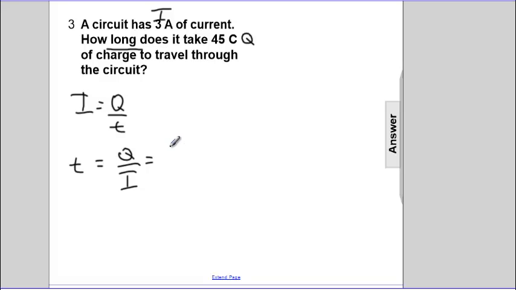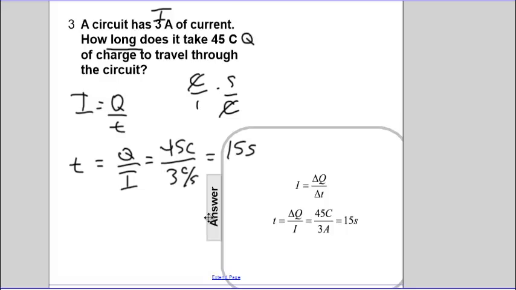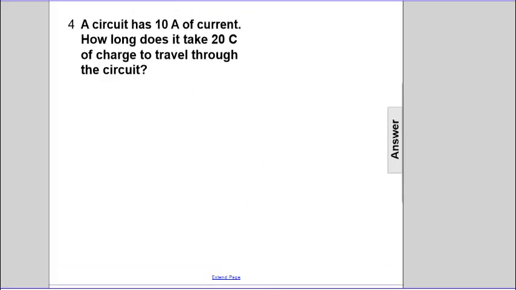So we'll write this. There are 45 coulombs of charge divided by 3 amps, and I'll write that as coulombs per second. So we have coulombs over 1, that's coulombs, times the reciprocal of the denominator, because we'll be dividing a fraction, seconds over coulombs, and we end up with seconds. 45 divided by 3, are 15 seconds. Great work. Let's keep going.